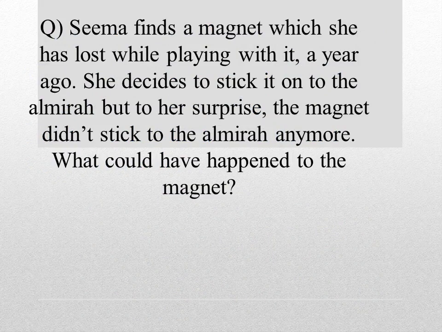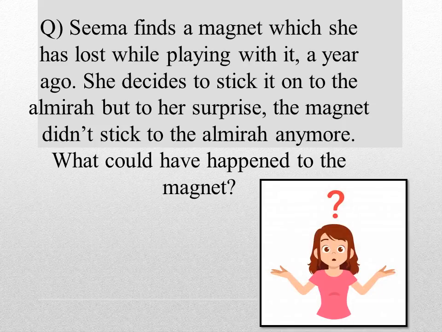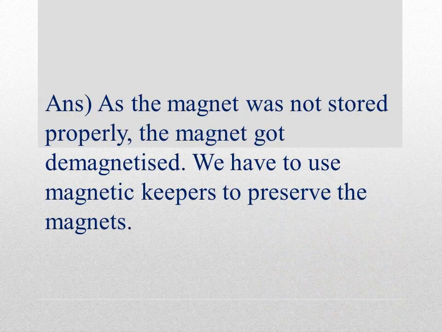Seema finds a magnet which she had lost while playing with it a year ago. She decides to stick it onto the almirah, but to her surprise, the magnet did not stick to the almirah anymore. What could have happened to the magnet? As the magnet was not stored properly, the magnet got demagnetized. We have to use magnetic keepers to preserve the magnets.